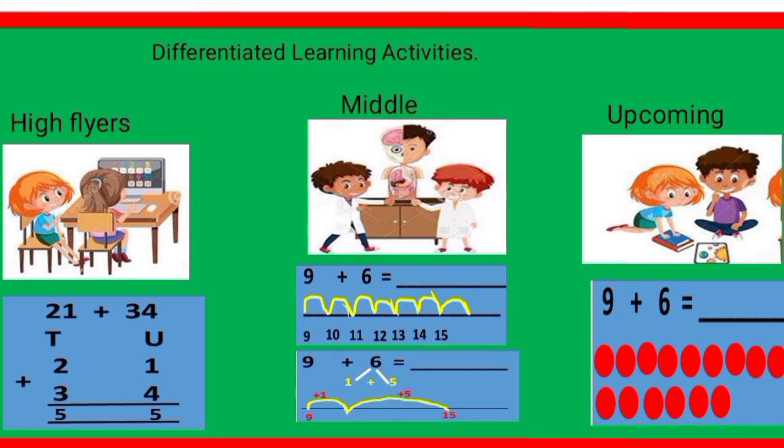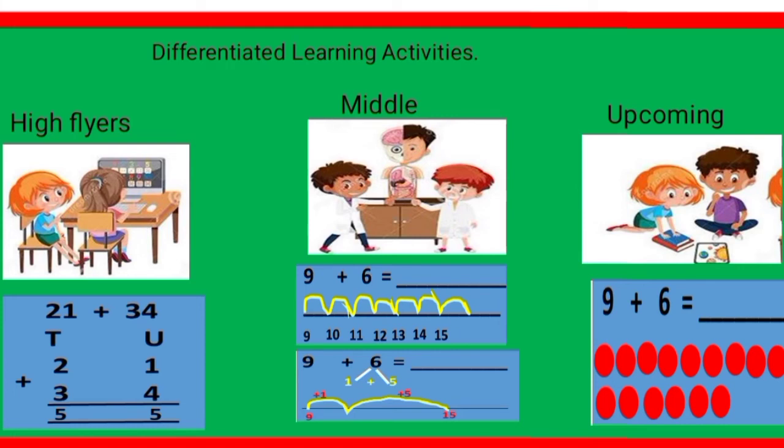My upcoming, they are still coming up, so they need to count, probably using objects they can feel, they can touch, considering the fact that some of them are visual learners. Then my middle achievers, they can't count with counters anymore. They are coming up, they are stepping up. So I would encourage them to count, skip count, or partition, count by partitioning.